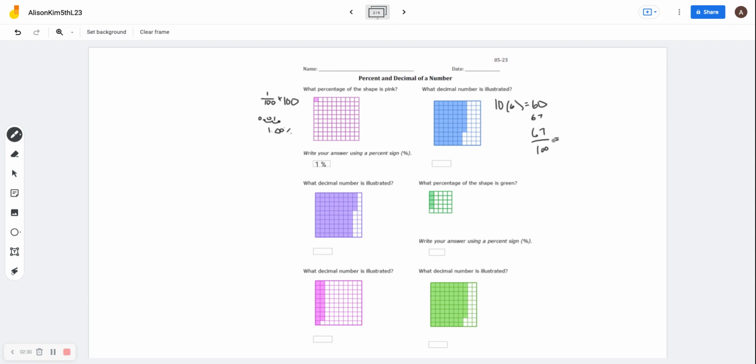And then when you turn it into a decimal, it's just going to be 0.67 because it's over 100, right? And 7 is in the hundredths place. So your decimal would be 0.67. The only difference between the decimal and the percent is that for the percent you multiply by 100, while for the decimal you just leave it after you finish counting.